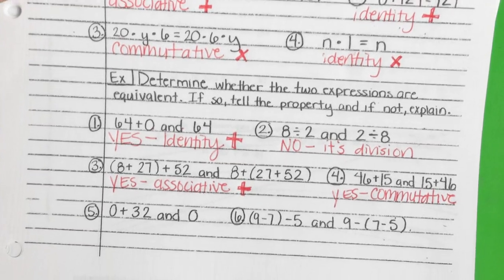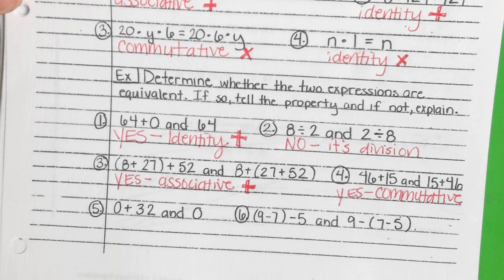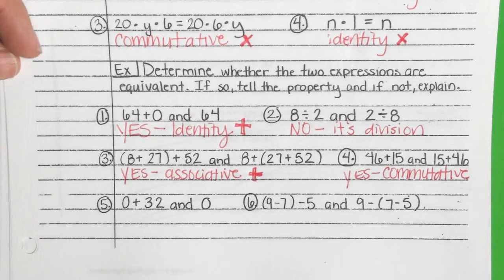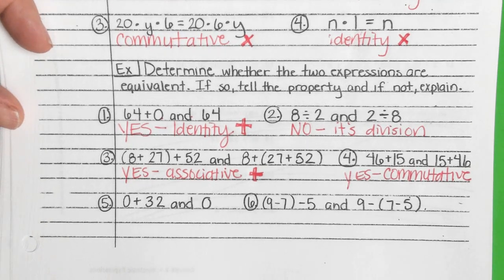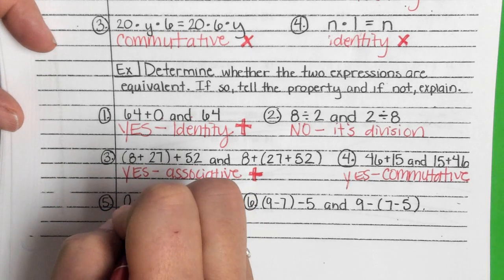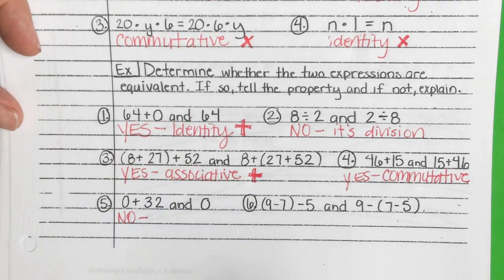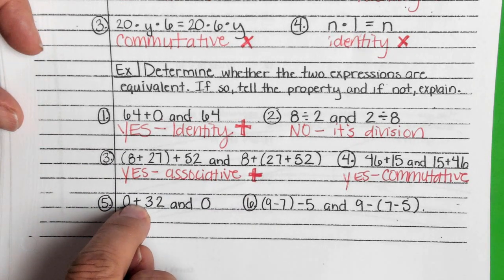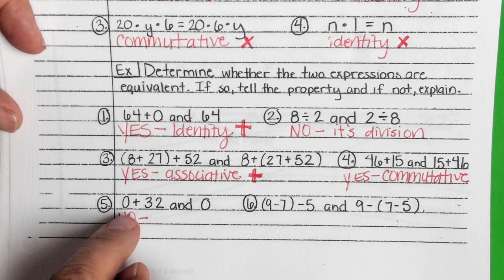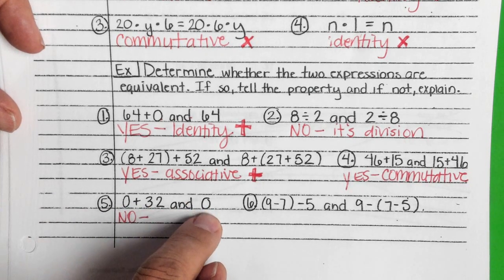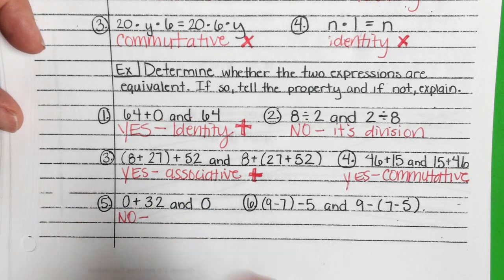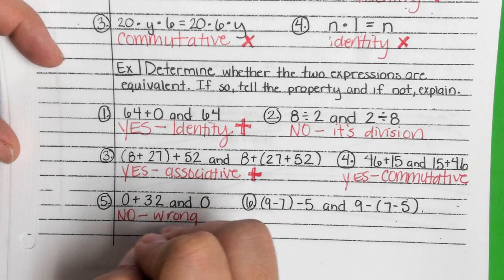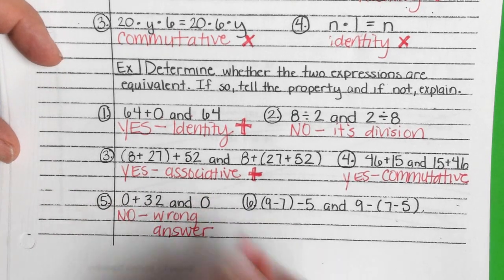Alright, looking at number 5. Are they equivalent? Ooh, we've got some divided answering there. How many of you think yes? How many of you think no? Pat yourself on the back. Good job, 0 plus 32 is not 0. So these are not equivalent. If this were a multiplication sign, then our statement would be true, but it's not. If this were a 32, then we could say it would be identity, but it's not. So I'm going to say we have the wrong answer, because 0 plus 32 is not 0.